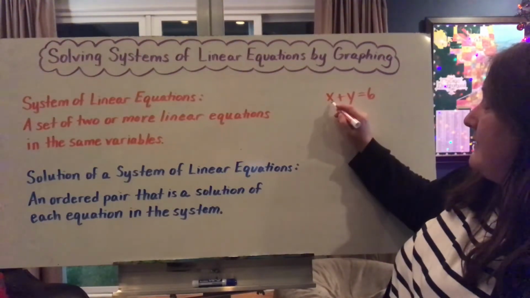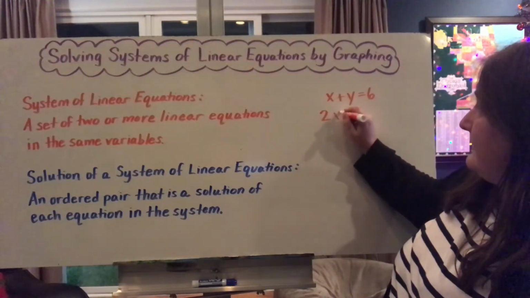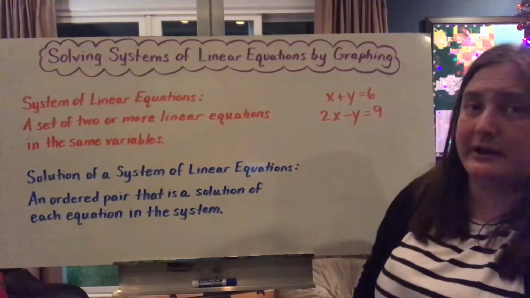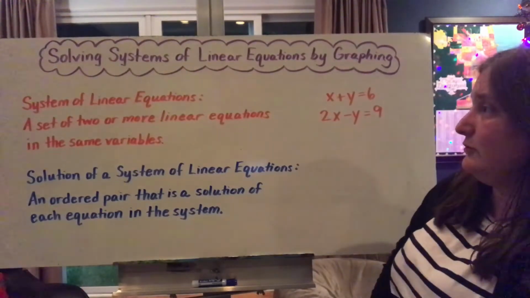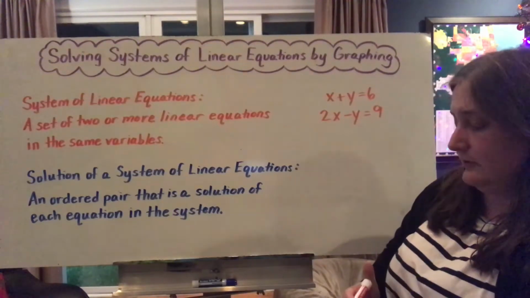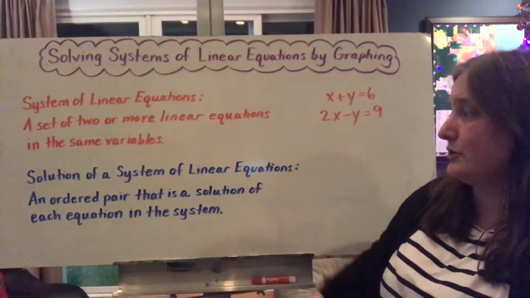So here I have an equation with an x and a y, x plus y equals 6, and if I had a second equation that was 2x minus y equals 9, these two equations would be a system of linear equations. Now a solution for a system of linear equations comes in the form of an ordered pair.